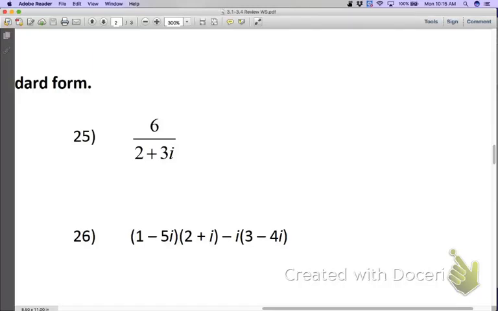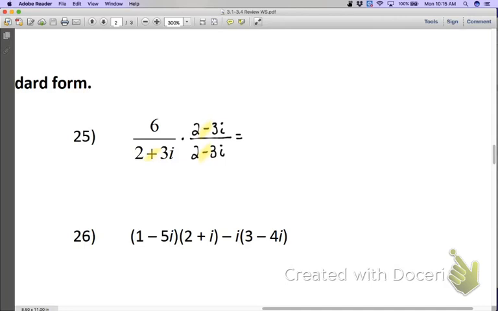So with 25, I need to multiply the top and the bottom by the conjugate. So what's the conjugate of 2 plus 3i? What's the only thing I change with the conjugate? The plus becomes a minus and the minus becomes a plus, right? So it's going to be 2 minus 3i over 2 minus 3i. Okay, the only thing that changes here is the plus and the minus, and I have to have the same value. I'm not changing the value, I'm just changing what it looks like, because 2 minus 3i divided by 2 minus 3i is really just 1. I'm just changing how everything looks.